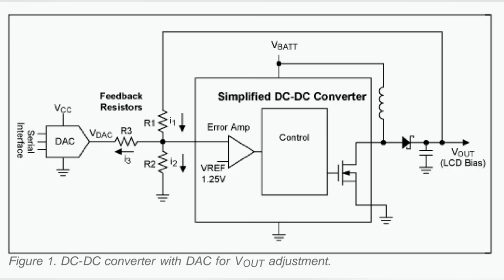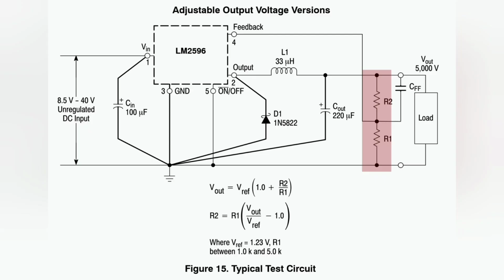So the first method is to use a DAC to inject some current in the feedback loop of our converter. In fact, you know that most of the DC-DC converters use two feedback resistors to set the output voltage.